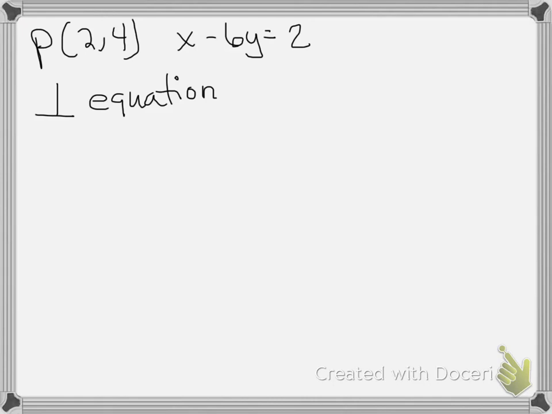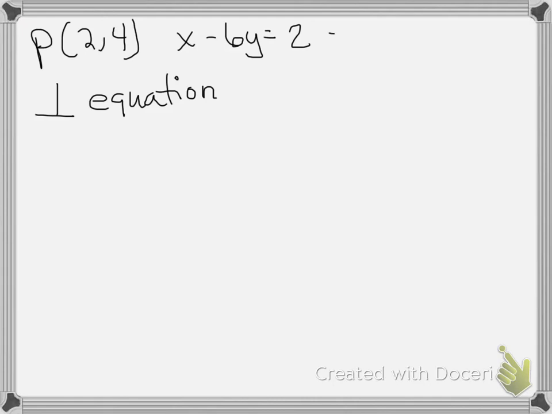This video is about writing an equation in slope-intercept form for the line that passes through the given point and is perpendicular to the given line. We have our point, 2, 4. So our line has to be perpendicular to the equation you see on the whiteboard, and it has to go through 2, 4. So the first thing I want to do is put it in y-intercept form.